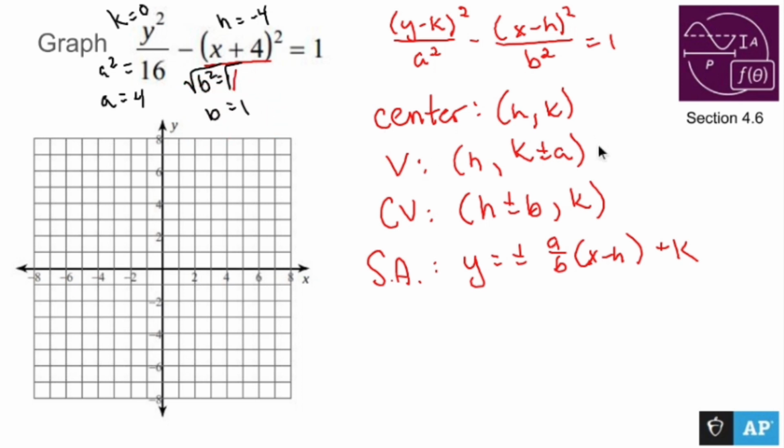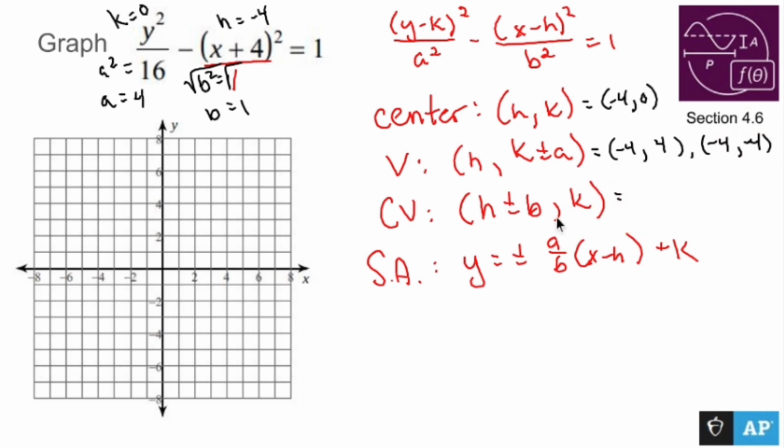Okay, so everything is labeled. My vertices, well, let's do the center first. My center is going to be (h, k), which is negative 4, 0. My vertices are going to be (h, k plus a) and (h, k minus a), so that's going to give me 2 points. Let me write them out. h is still negative 4, so negative 4 and negative 4. k plus a is 0 plus 4. k minus a is 0 minus 4. So those are my vertices.